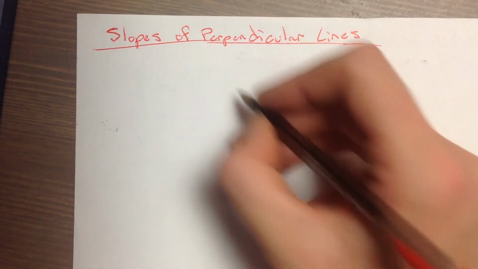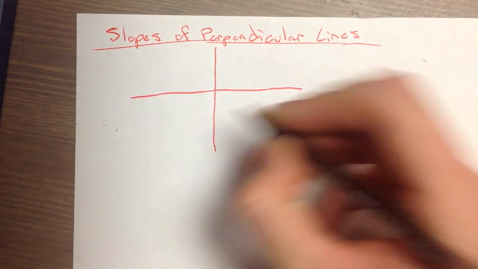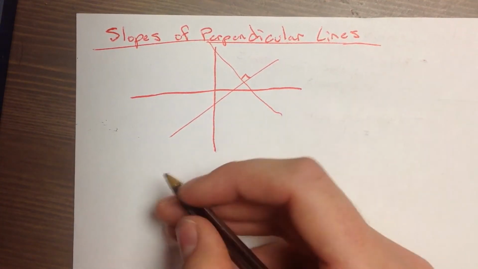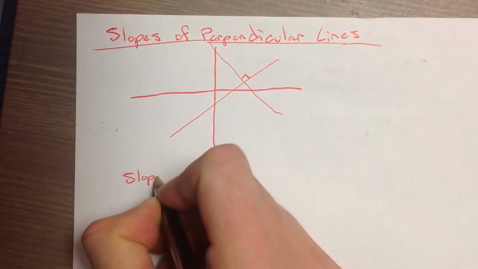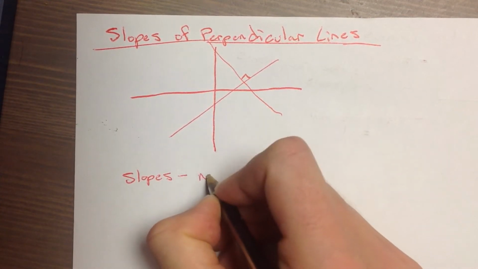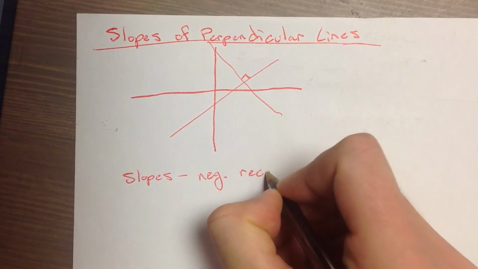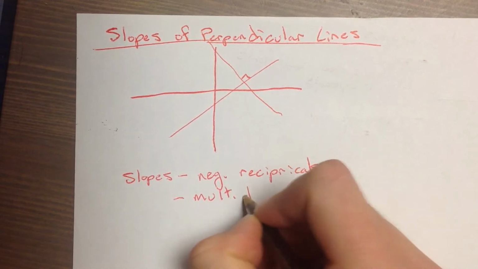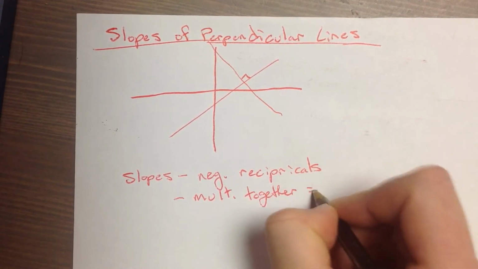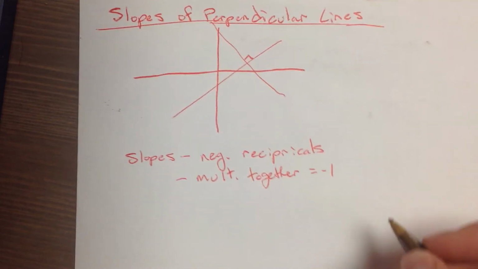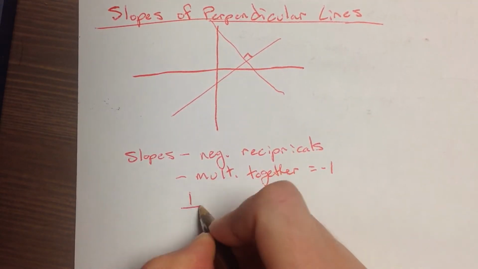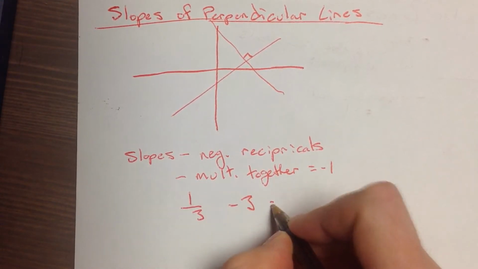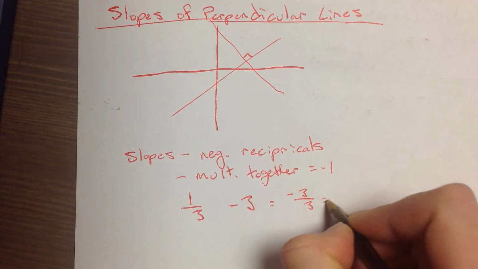Slopes of perpendicular lines. Now, if we remember what it means to be perpendicular, remember that they form a 90-degree angle at their intersection. This means that the slopes are negative reciprocals of each other, or in other words, when multiplied together, they equal -1. So for example, if we had the slope of a positive 1/3 and a -3, multiply the two together, we get -3/3 or -1.